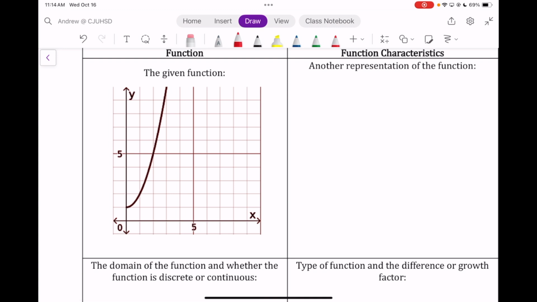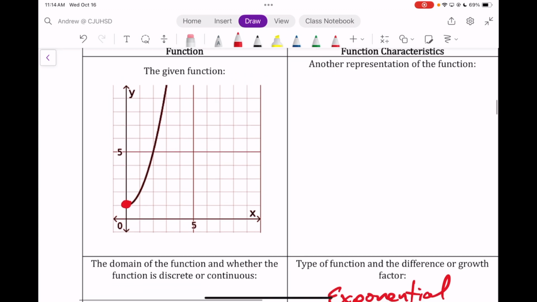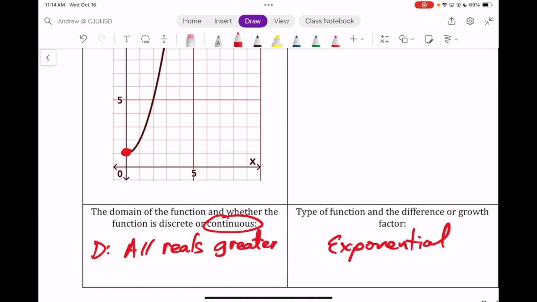Now this one is also exponential, but there is a definite starting point here. And then it sort of trails off at the top. So although it's continuous, because we can connect it together with a nice smooth curve, we could say that the domain is all reals greater than 0.